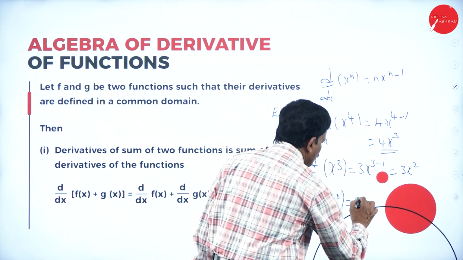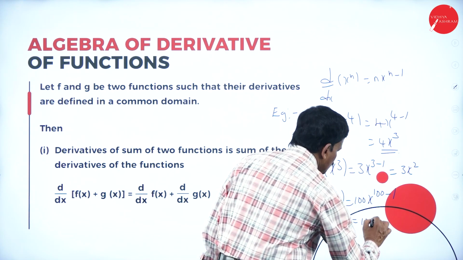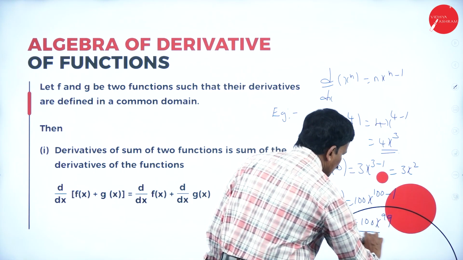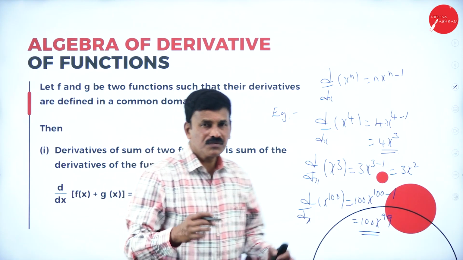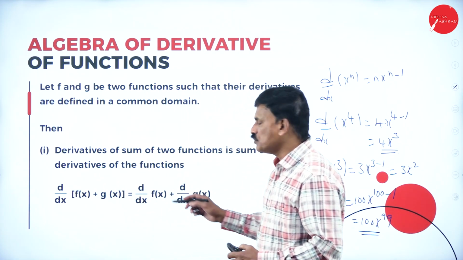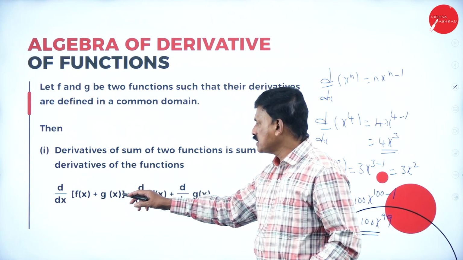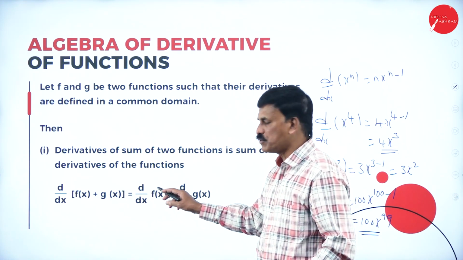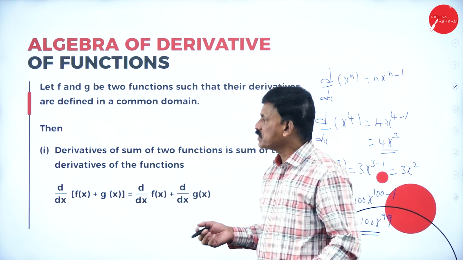Suppose it is d by dx of x to the power of 100. What is n here? 100. So 100 x to the power of 100 minus 1, which is 100 x to the power of 99. This is how we are going to differentiate. Now, suppose there are two functions. So d by dx of f of x plus g of x means term by term differentiation, d by dx of f of x plus d by dx of g of x.